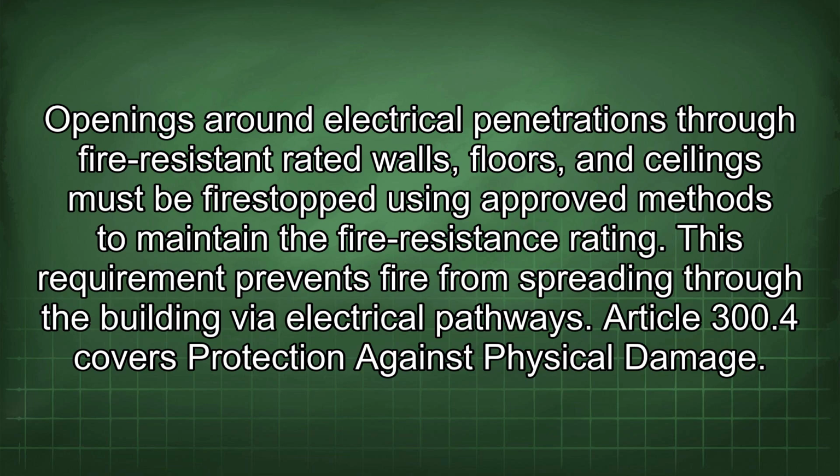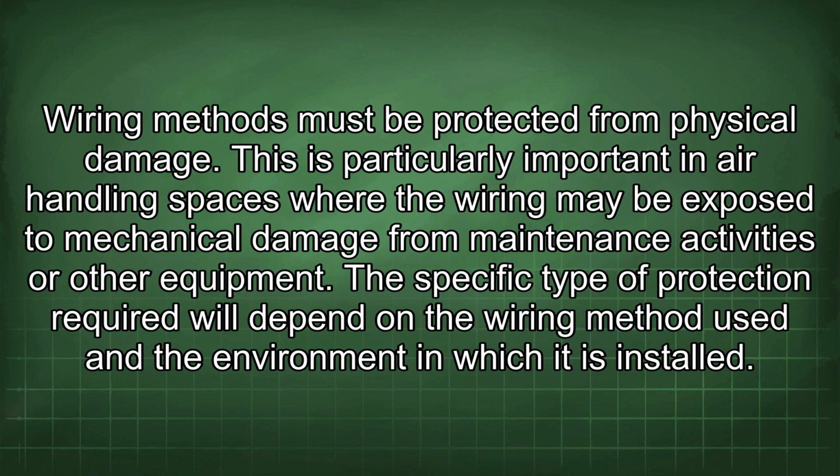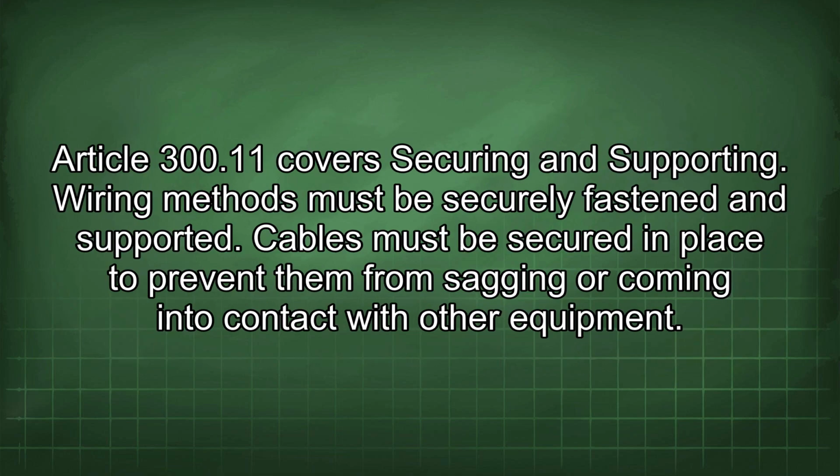Article 300.4 covers protection against physical damage. Wiring methods must be protected from physical damage. This is particularly important in air handling spaces where the wiring may be exposed to mechanical damage from maintenance activities or other equipment. The specific type of protection required will depend on the wiring method used and the environment in which it is installed.